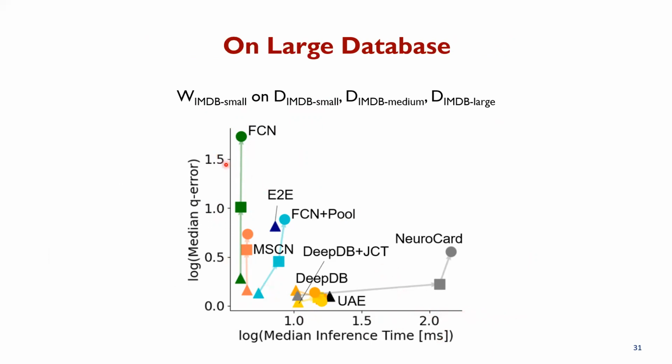On the large database, the circles, the query-driven methods have large errors because there are so many patterns to memorize, which leads to low generalizability. DeepDB, however, is robust on the large database because it groups tables and builds small and robust models for each table group.